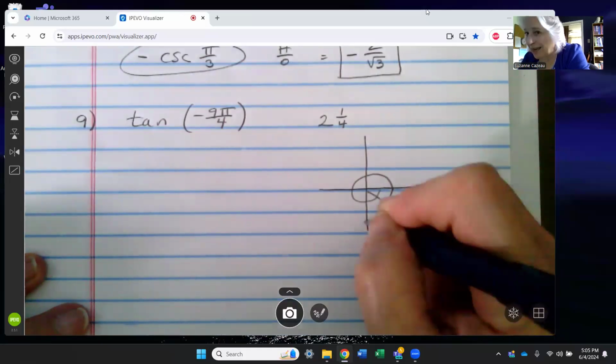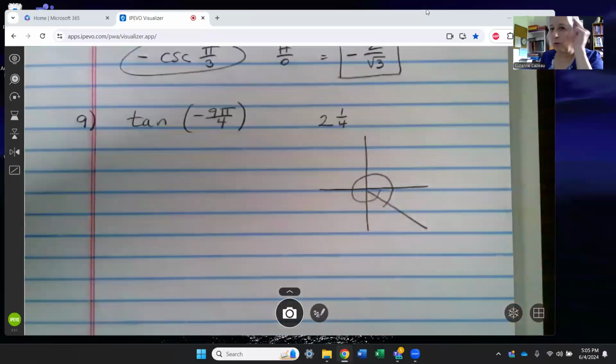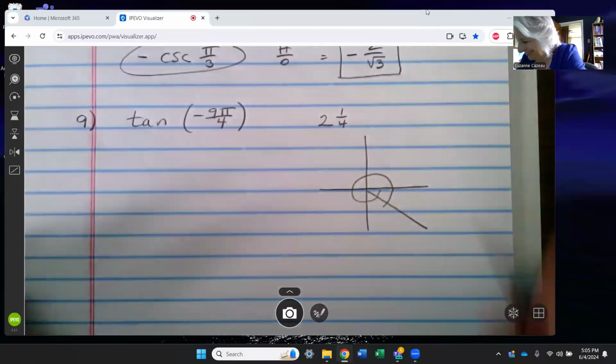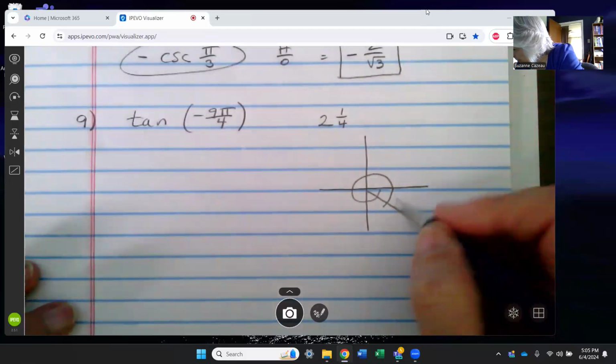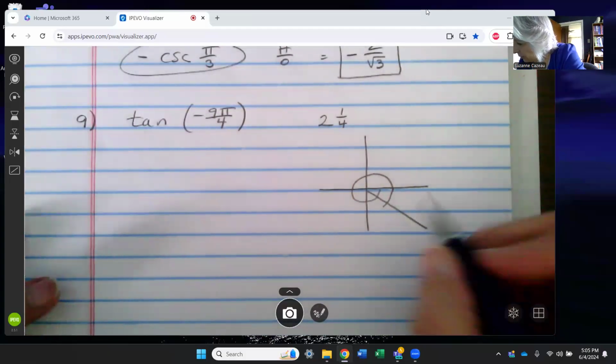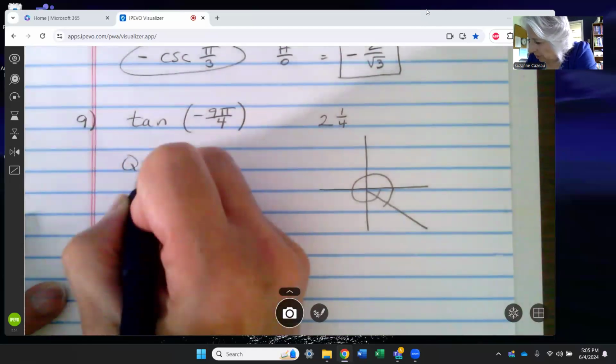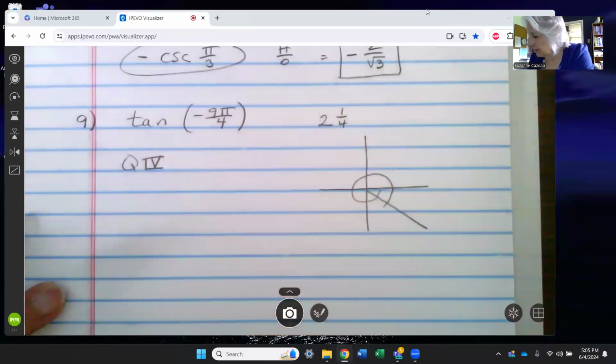Because remember, here to here is 1/2 a pi. I know, don't get confused on that. It's so easy to make that mistake. I've made that mistake. All right, so this is where we land, right here. So we're in quadrant 4. Quadrant 4 is where we land.